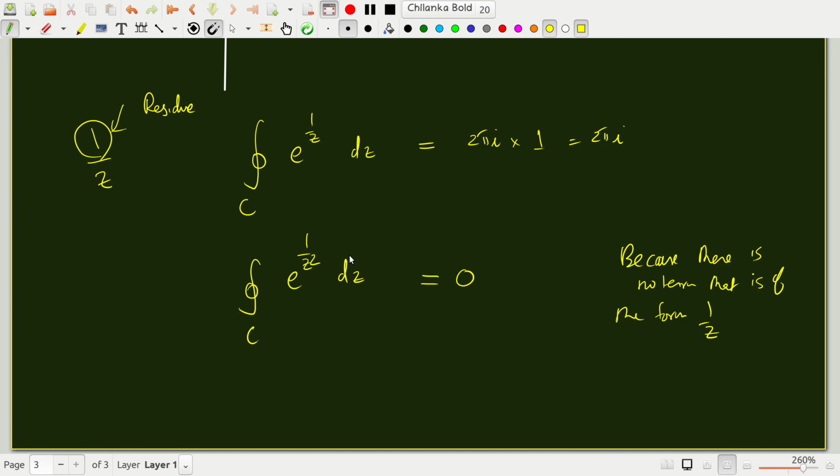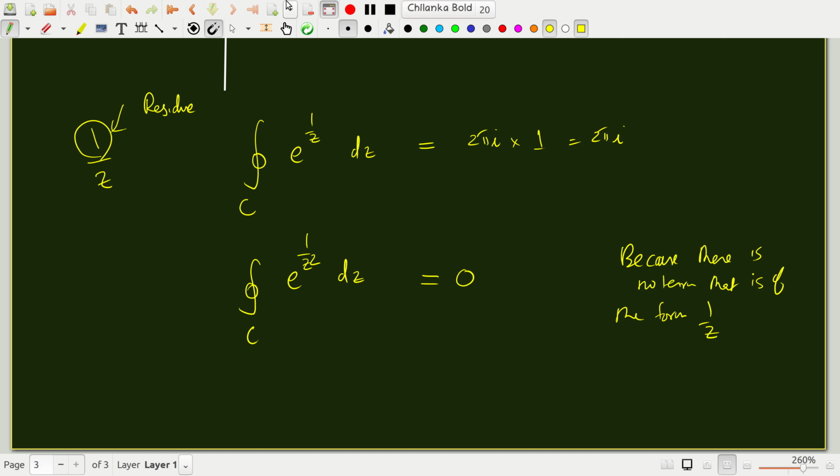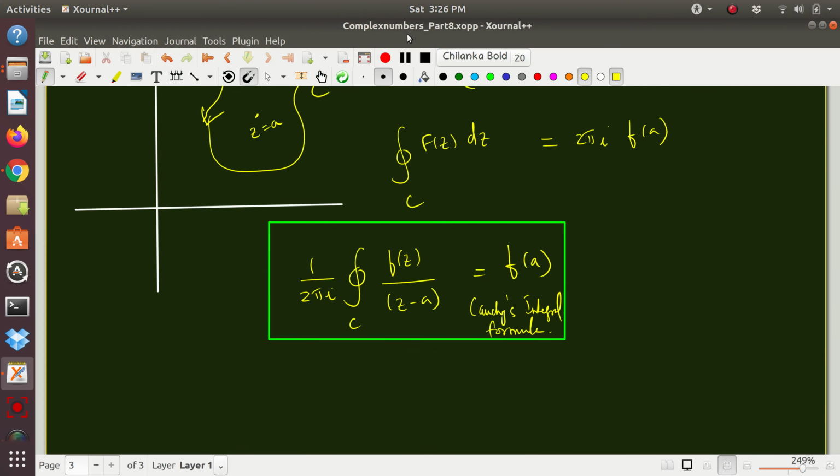So what I will do is I will stop this module here, but in the next module on complex integrals, I will explain with the help of many examples how this residue theorem can be used to evaluate various integrals, both real and complex. Okay, I'll stop here and we will continue in the next module.